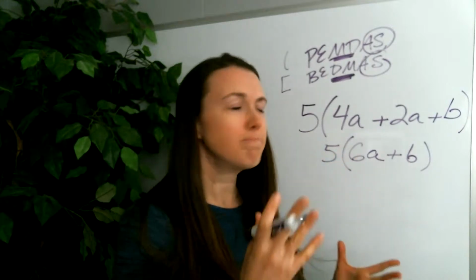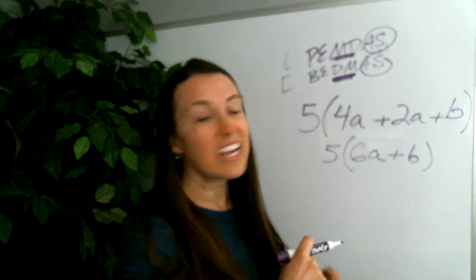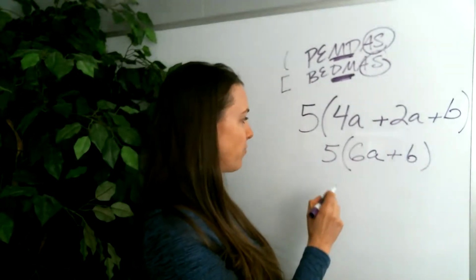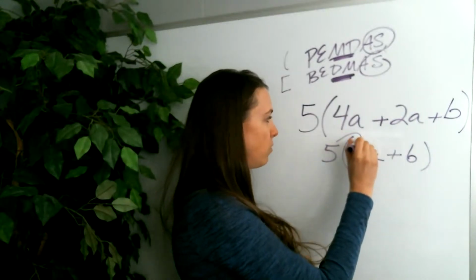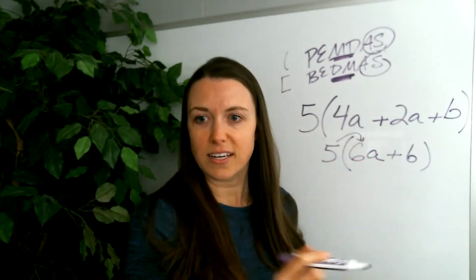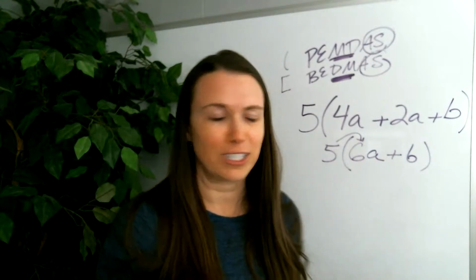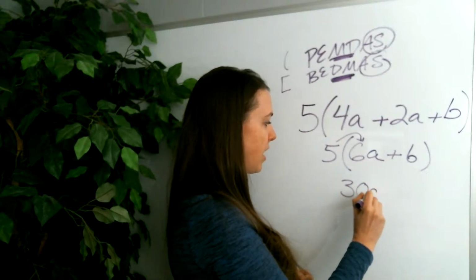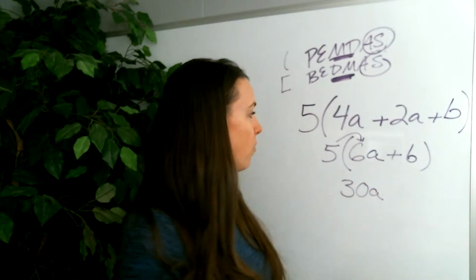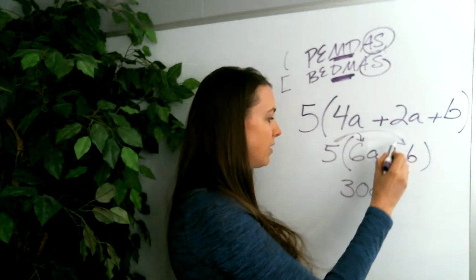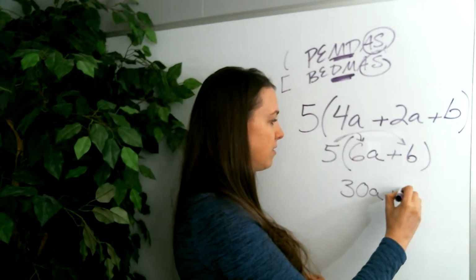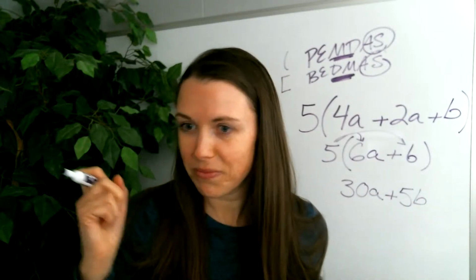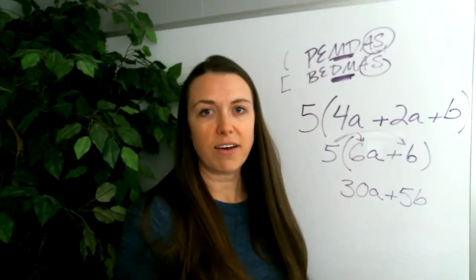Do I have any exponents? No exponents. And now we do multiplication, division. Multiplication happens now, right? So we're going to go 5 times 6A. So what is 5 times 6? Type it in the chat. We're really working on our multiplication here, right? So 5 times 6A is 30A, right? And now we're going to go 5 times B is plus 5B. So how many apples and bananas does Michelle have? 30 apples and 5 bananas.